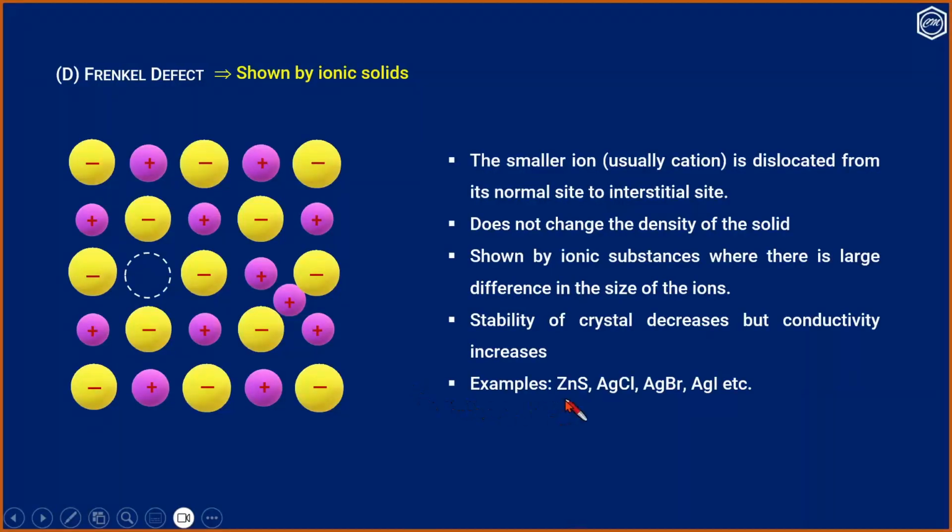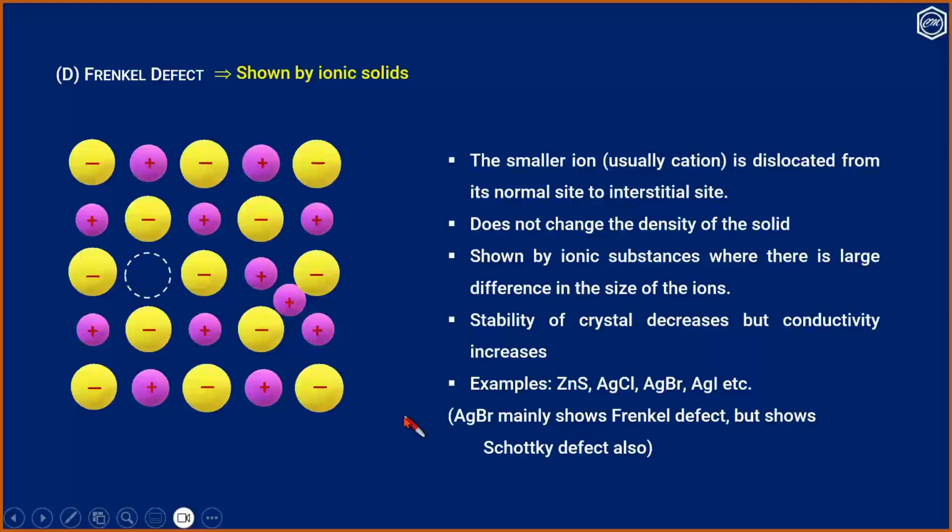Some examples are zinc sulfide, silver chloride, silver bromide, silver iodide, etc. Silver bromide mainly shows Frenkel defect, but shows Schottky defect also.